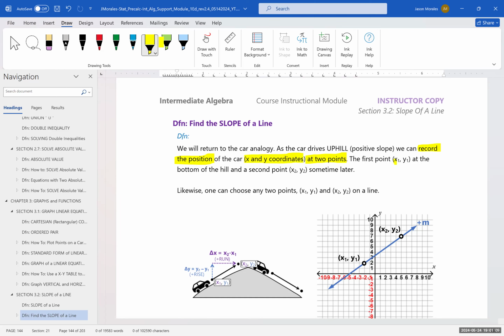So the first point, we're going to label x1, y1 at the bottom of the hill, and a second point, x2, y2, sometime later. So down here, we've got the car, and here it is at 1 point.